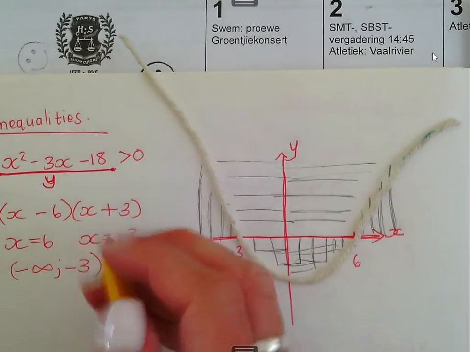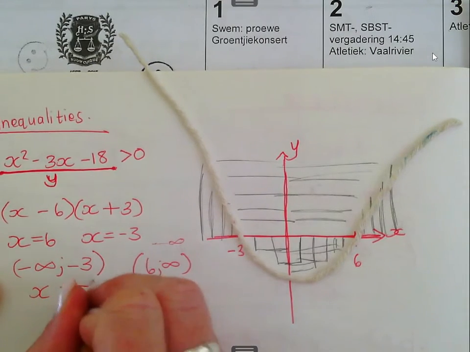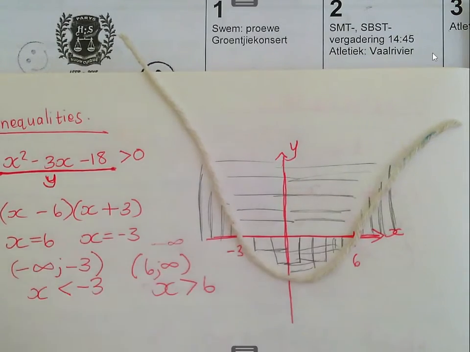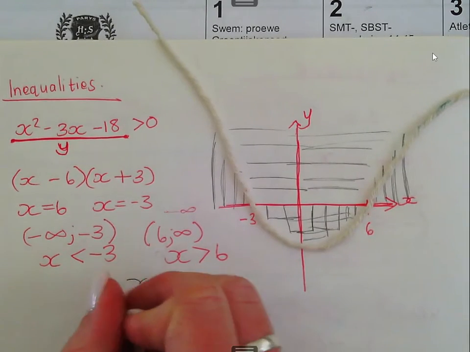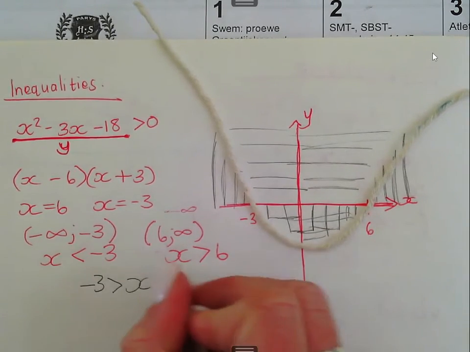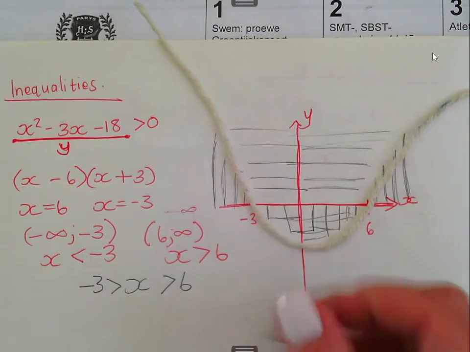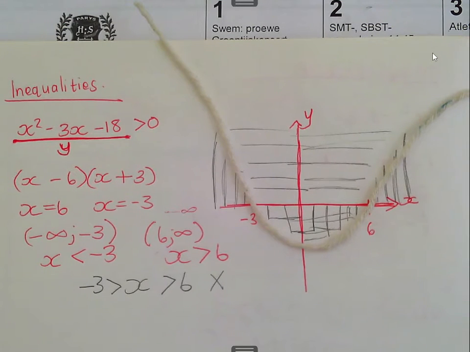The second way that you can write this answer is you can write x must be smaller than negative 3 and x must be greater than 6. Now, if you write x must be smaller than negative 3 and greater than 6, you write it like that, then you will get 0. I want you to think about this, writing this mathematically. Think about it mathematically. What on earth are you writing there?